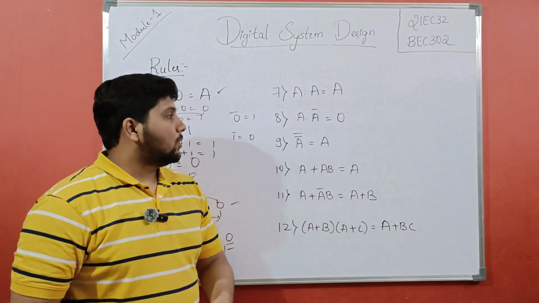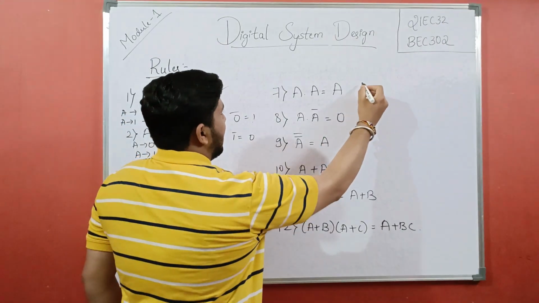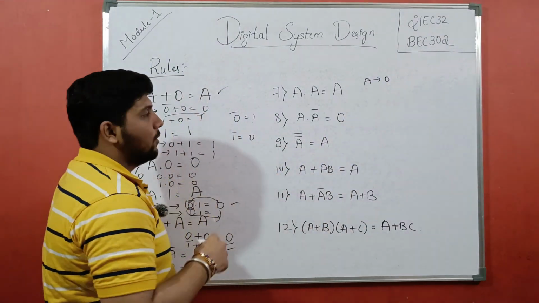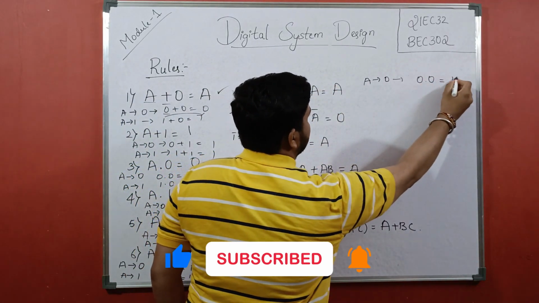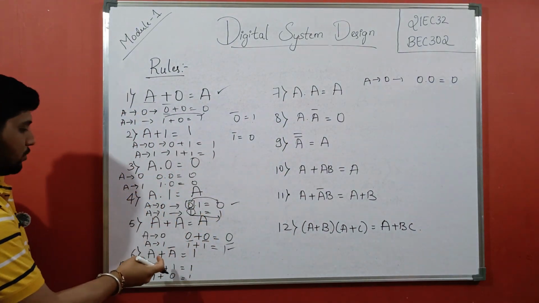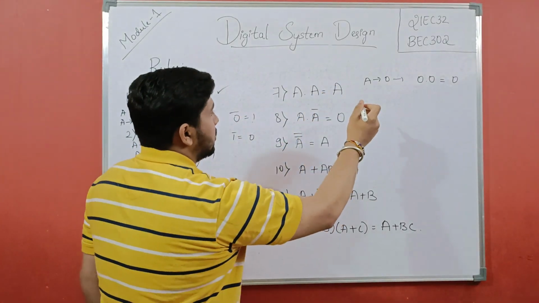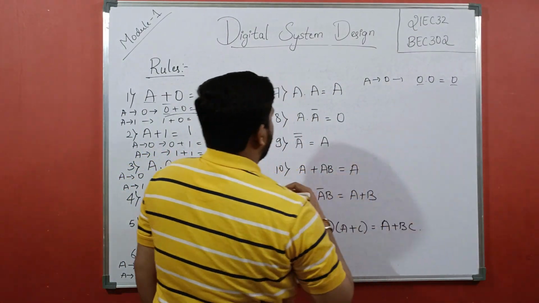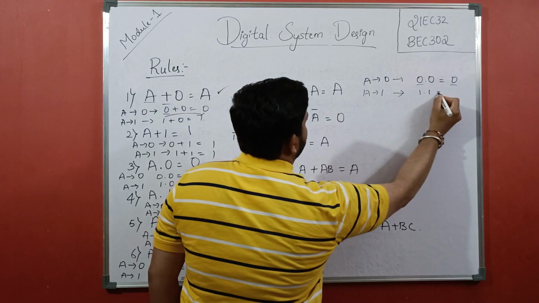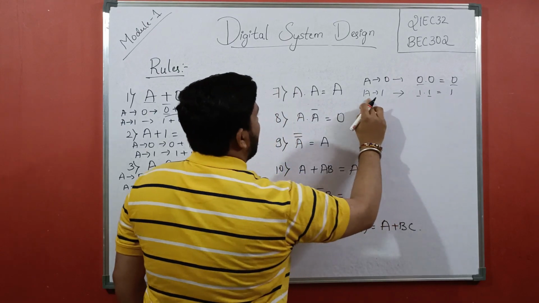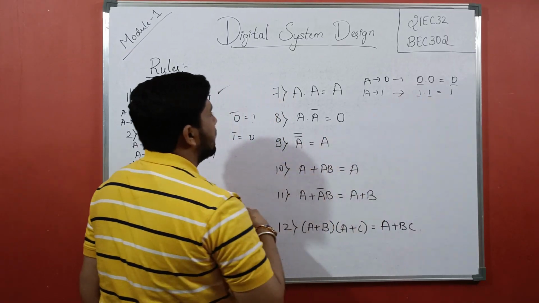When we talk about the seventh rule, A into A is equal to A again. What does that mean? Let's take A to be 0 first. I'll substitute the value of 0 here in place of A. So it would be 0 into 0, which is actually 0. Just like the rule A plus A is equal to A, the same way it is A into A is equal to A. Whatever input you provide, you get the same output. We'll check it for A is equal to 1. So 1 into 1 is 1. So you can see whatever A value I have provided as an input, I'm getting it as an output. So I can still say A into A is equal to A itself.